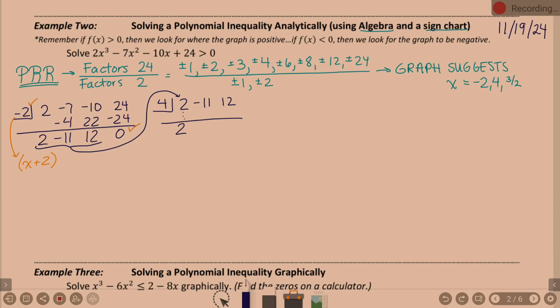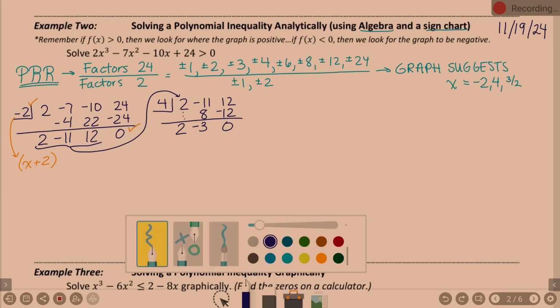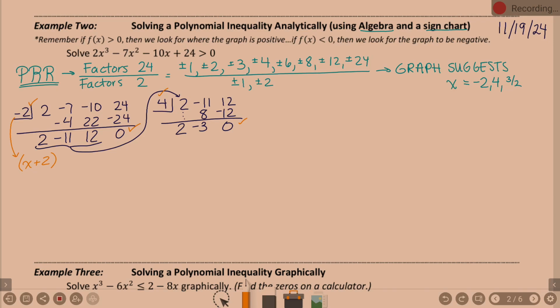Drop the 2. 4 times 2 is 8. Negative 11 plus 8 is negative 3. 4 times negative 3 is negative 12. Negative 12 and 12 are 0. As expected, it works. 4 works. What does 4 represent as a factor? x plus or minus 4? x minus 4.